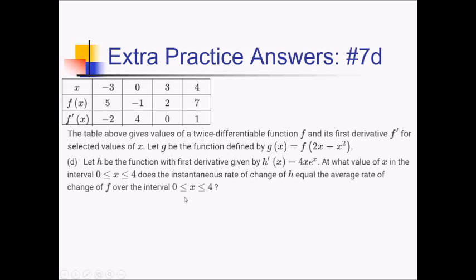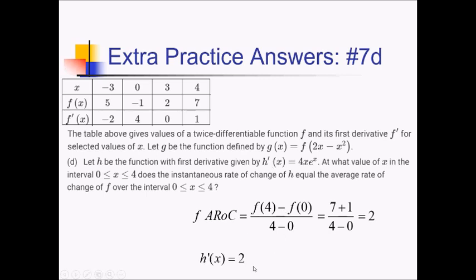In order to do that, we need to first figure out what the average rate of change for f is over this interval. So that would be f of 4 minus f of 0 over 4 minus 0. And we can look all of this up in the table. F of 4 is 7, so we're doing 7 minus f of 0, so minus negative 1 or plus 1. 7 plus 1 is 8. Dividing that by 4 gives us 2. So basically, we want to know then where h prime takes on a value of 2 on the interval from 0 to 4. So let's use the grapher for this piece.